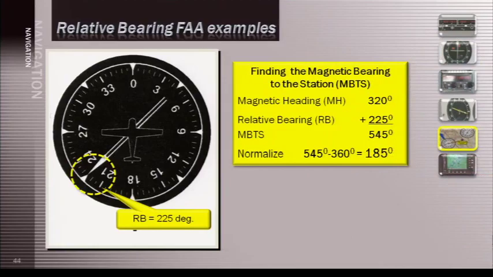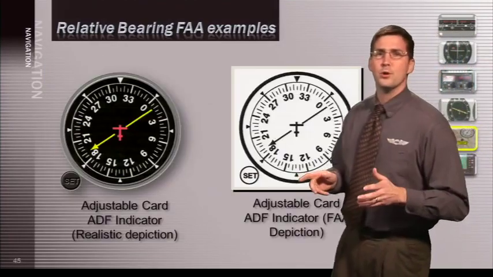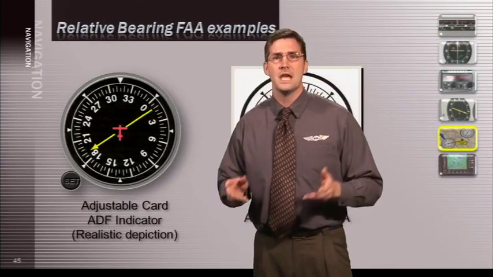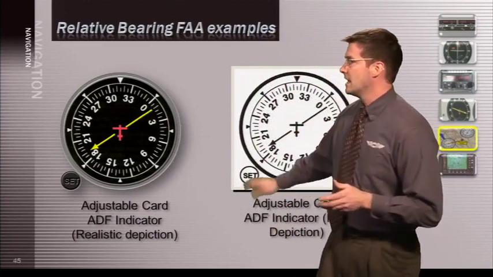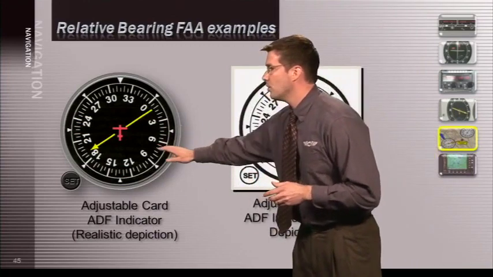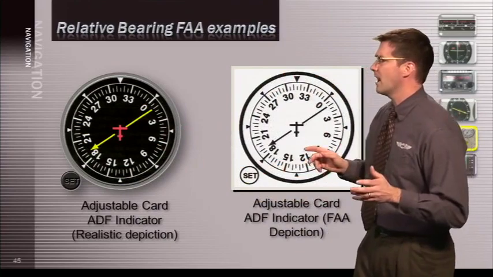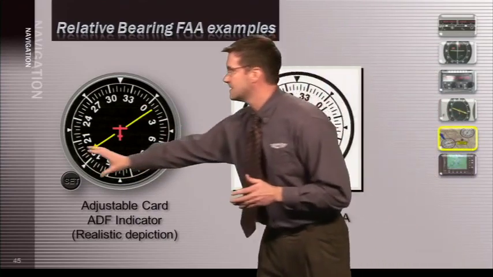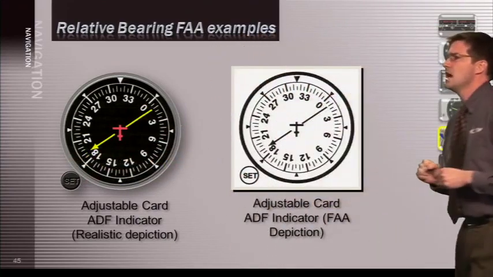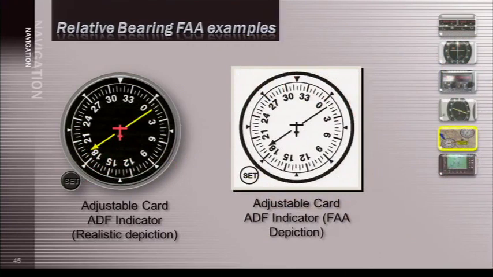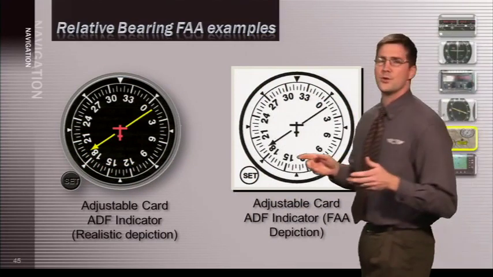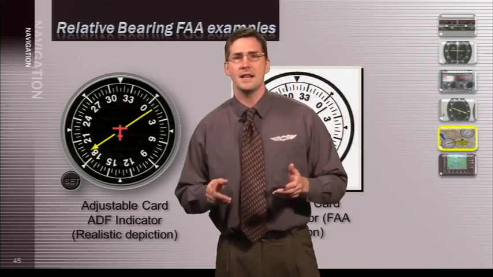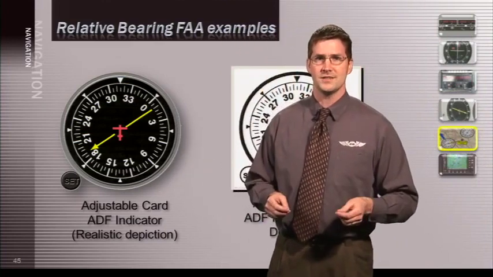Besides a fixed card ADF, some airplanes have a movable card ADF or RMI. Here's what one looks like. The reason we call it a movable card is because the card moves around, and it's done so by adjusting the set knob that you see right here. The nice thing about having a movable ADF is that finding the magnetic bearing to the station is already presented to you. This compass card will rotate. You adjust this with your magnetic heading, and you automatically have your magnetic bearing to the station.